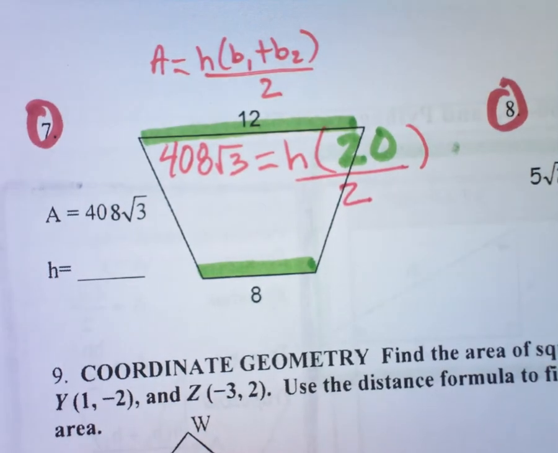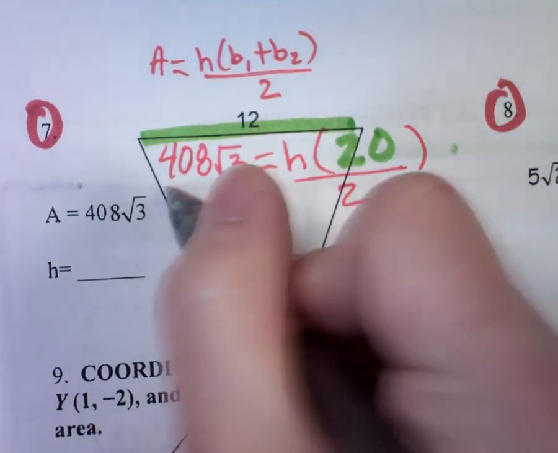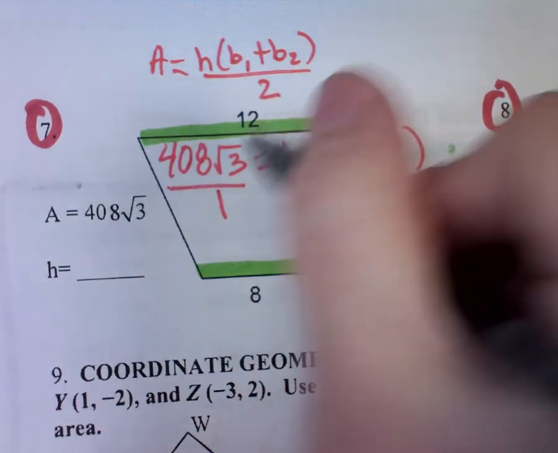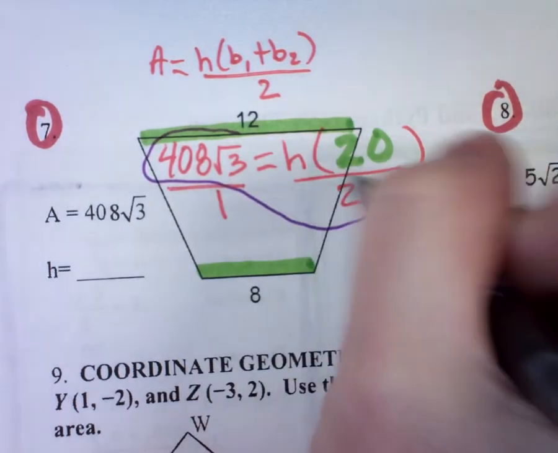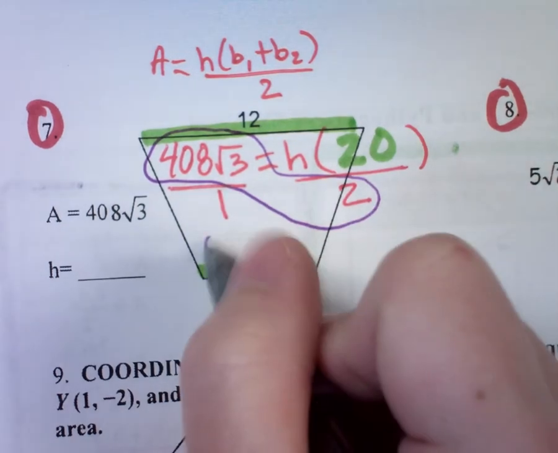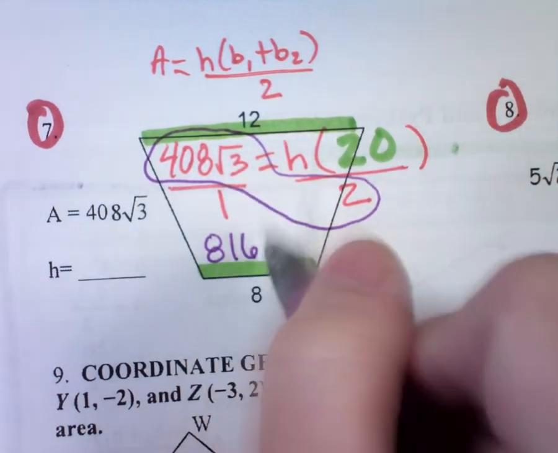So all I'm going to do is pop my 408 square root of 3 over 1, making a proportion, and then I'm going to solve by cross multiplying. So what do you get? Okay, keeping this in simplest radical form. When you multiply this diagonal, the only thing you're going to multiply is the 2 and the 408. What do you get if you multiply the 2 and the 408? So 816, and then you just recopy the square root of 3.